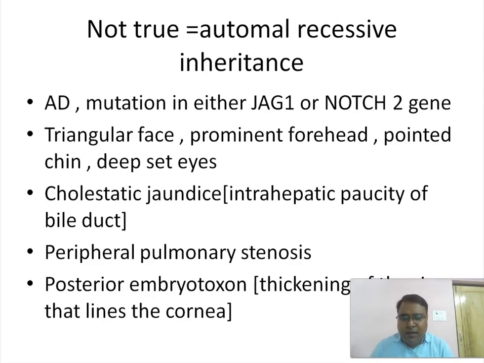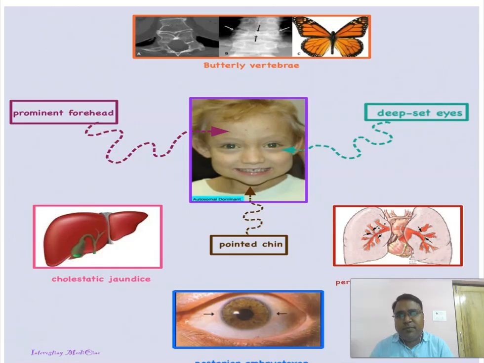So these are the classical clinical picture, and the new thing is you can get Alagille syndrome because of mutation in either JAG1 gene or NOTCH2 gene. Both are responsible for your Alagille syndrome.